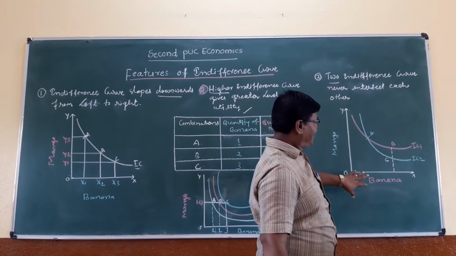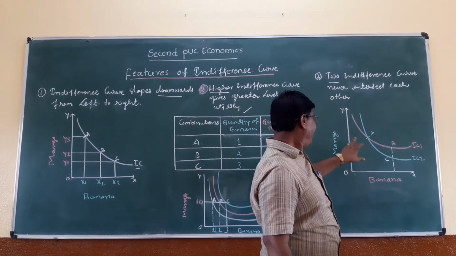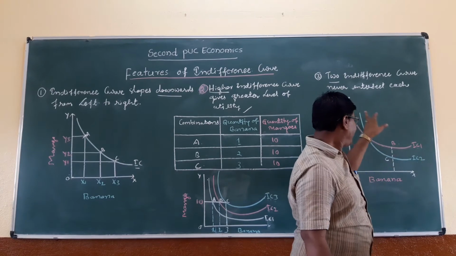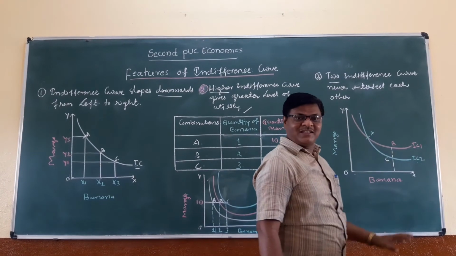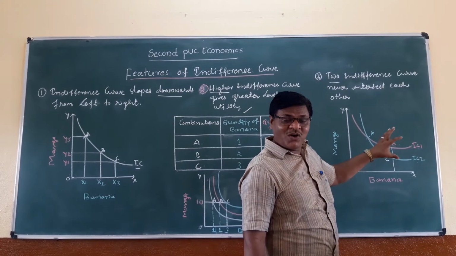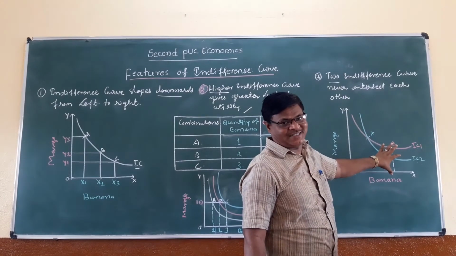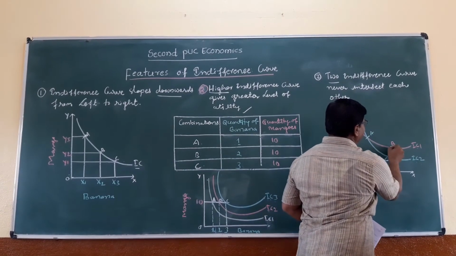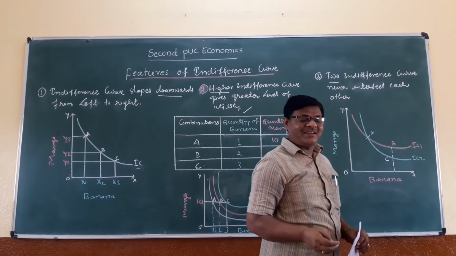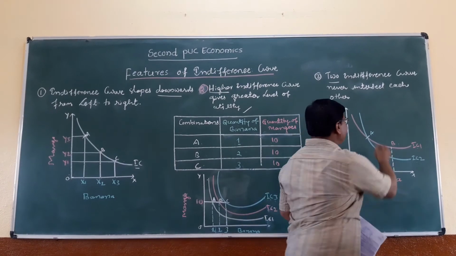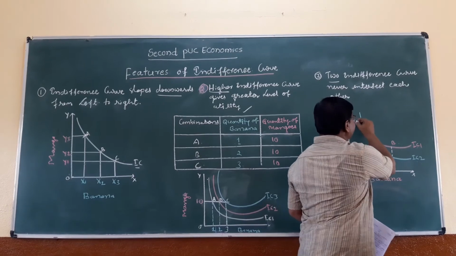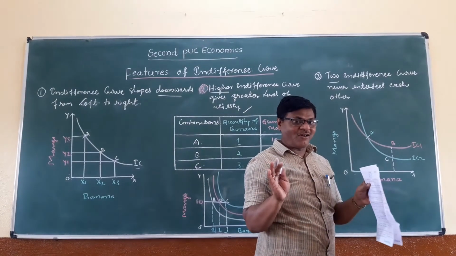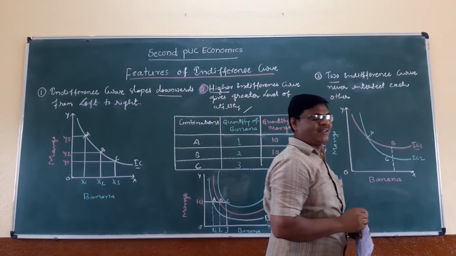You can understand this from the diagram: the x axis measures banana and the y axis measures mango. IC2 is indifference curve 2, and IC1 is indifference curve 1. They never intersect. If these two indifference curves intersect, it gives a conflicting result. In this diagram, A and B lie on the same indifference curve. They give the same level of satisfaction. This is called IC1, indifference curve 1.